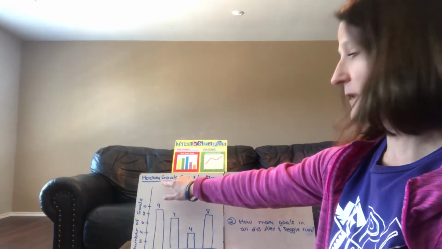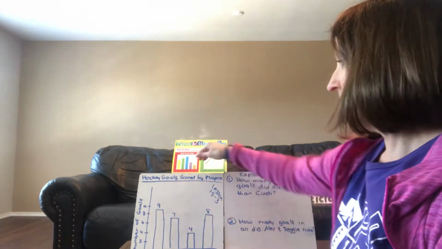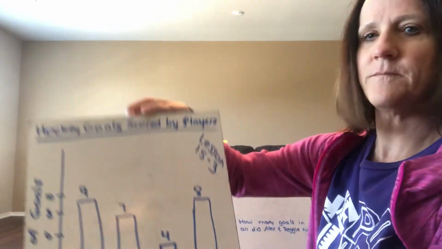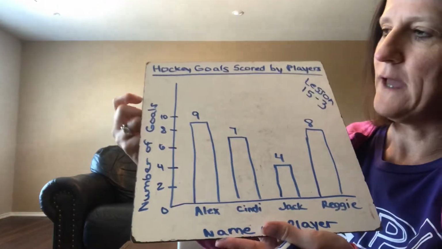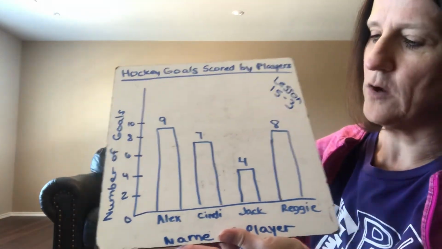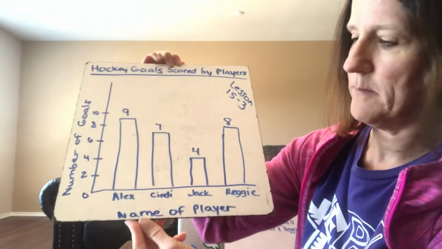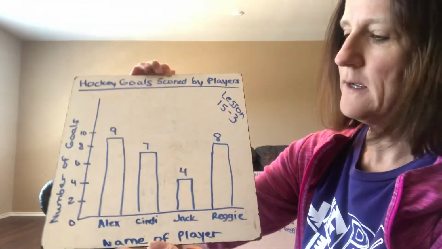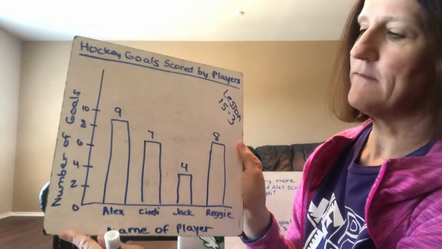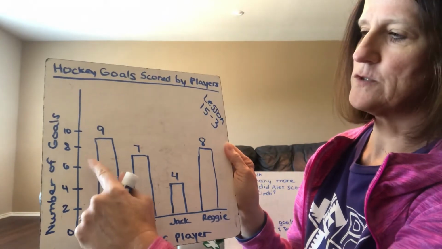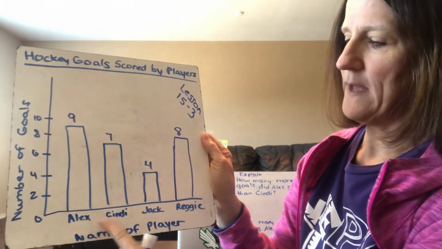We see the title is Hockey Goals Scored by Players. And then we have our label here, the number of goals. We have our label on the bottom, name of player. And then notice on this graph, they're counting by twos, 2, 4, 6, 8, 10. And then we have the names.